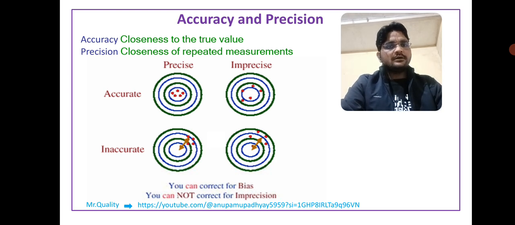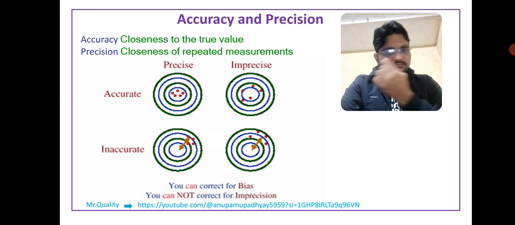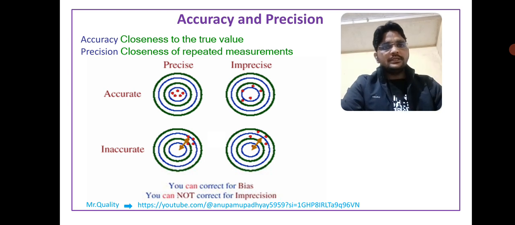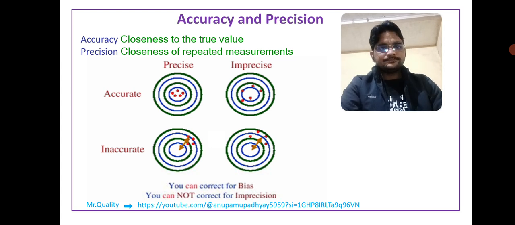Looking at the notes, first, you can correct for bias. We can correct for bias, but we cannot correct for imprecision. If there is an error in location, we can correct for it, but we cannot correct for imprecision or lack of repeatability of measurement. Okay.